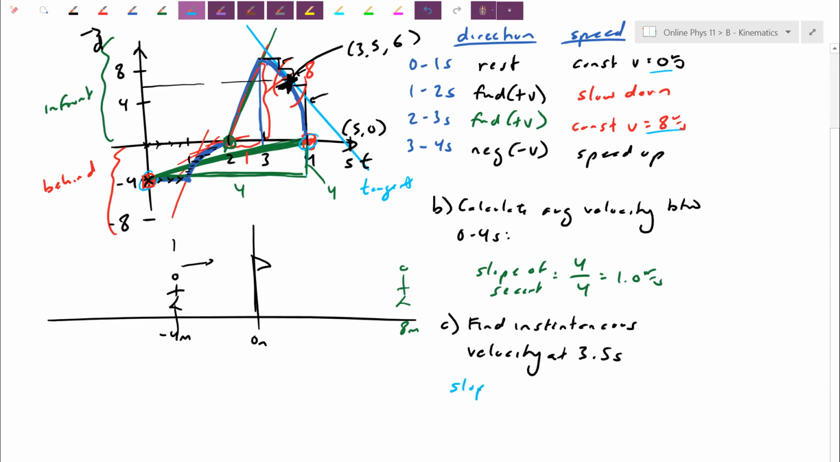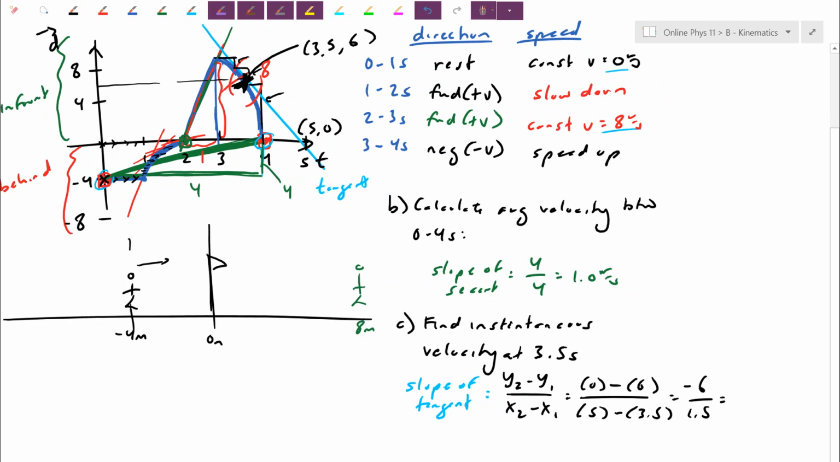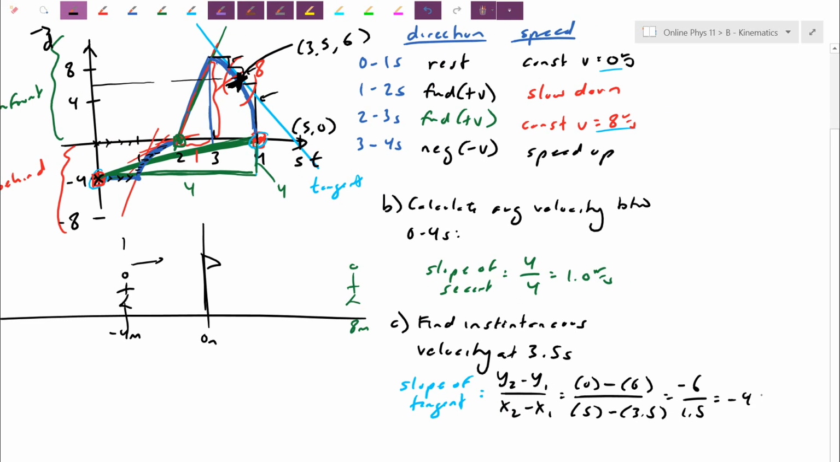So what we're finding here is actually the slope of the tangent. It's slope in both cases, but we needed the tangent to get our second point. Again, slope is calculated y2 minus y1 over x2 minus x1. Let's say this 5, 0 is my point 2, so I'm going to go 0 minus 6 for my point 1, over 5 minus 3.5, and that gives me -6 over 1.5. So that gives me my slope of tangent is -4.